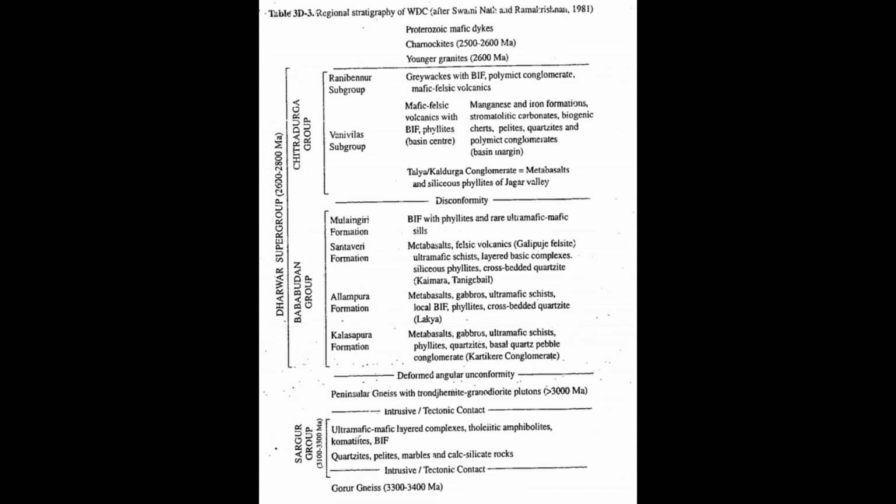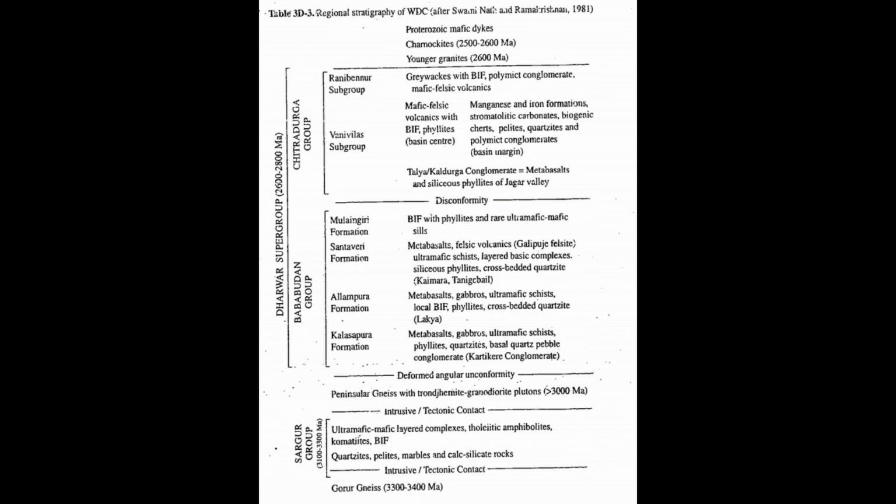It has its base at Sargur group. Below it we have Gorur Gneiss, which is of 3300 to 3400 million years. Above Sargur group, we have Peninsular Gneiss, which has an age of more than 3000 million years. Above it, we have the deposition of Dharwar supergroup, which is again divided into Baba Budan group and Chitradurga group. The age of Baba Budan group is 2.91 to 2.72 billion years, whereas the age of Chitradurga group is 2.72 to 2.66 billion years.